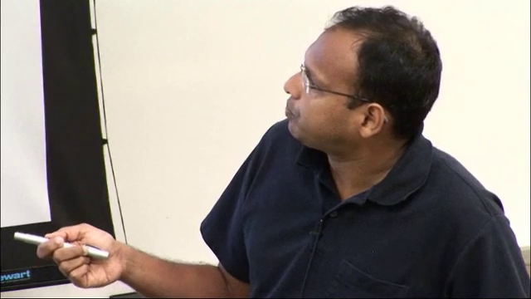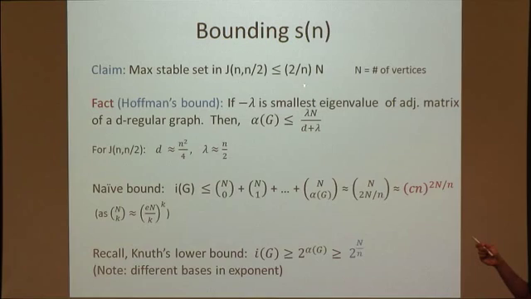Now for the Johnson graph, the spectrum is very well understood. They are very widely studied graphs in algebraic graph theory. It's known that the degree is n squared over 4, and the smallest eigenvalue is minus n over 2, so lambda is n over 2 in our terminology. If you plug these numbers in, you get this upper bound. So we can upper bound alpha of G by this. Now let's see what this gives us, at least naively, on the number of stable sets.